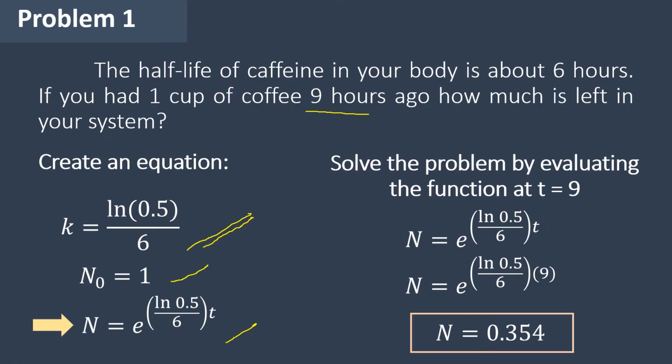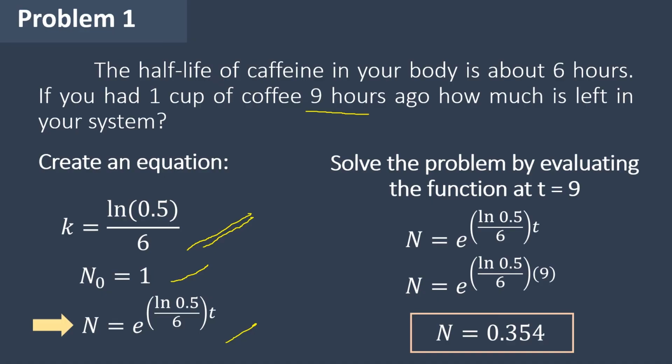Now, since we are looking for the value of caffeine in our body after 9 hours, yung 9 isa-substitute natin sa value ng t natin or sa time. And solving it, the answer is n is equal to 0.354.